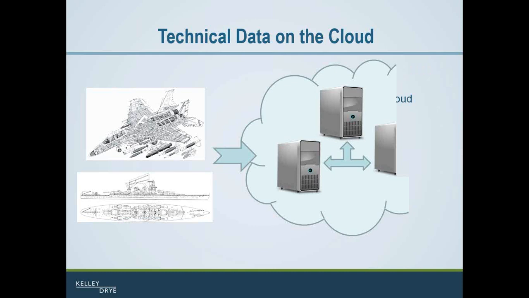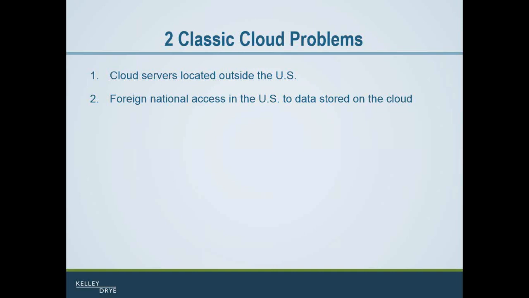The second classic problem is foreign national access to data stored on the cloud. And this problem applies both to clouds that are wholly domestic, so all of the servers are located in the U.S., and clouds where some of the servers are located outside the U.S. The typical example is a cloud computing provider's employee, maybe a foreign national, and they may have actual or hypothetical access to the data you've stored on their cloud servers. In that case, the State Department considers that release or hypothetical release of information to be an export, which requires either a license or a license exemption.